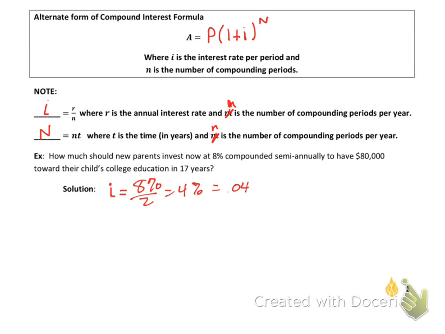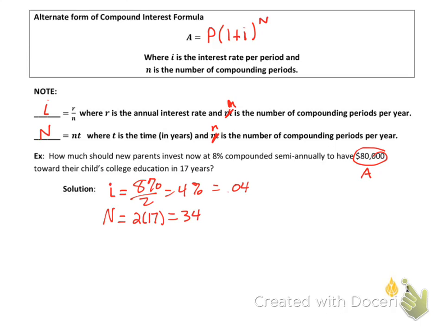Now, what is the total number of times that this is going to be compounded? If you've got twice a year, and it's for 17 years, 2 times 17 gives us 34. And then, sorry, we don't know what our principal is. We need to find that out. What our final amount is going to be is actually given to us: 80,000.